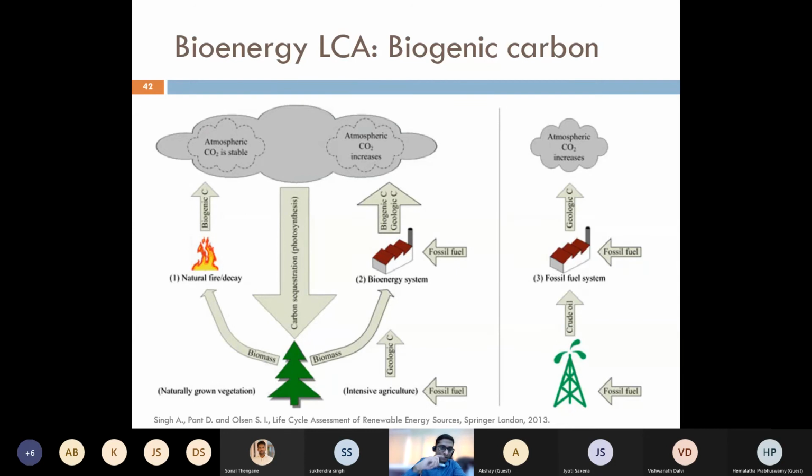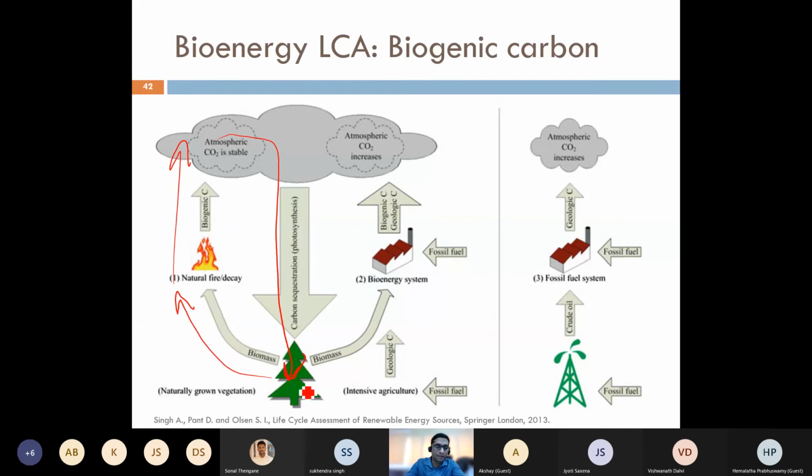Take for an example. This is what a conventional process would be. You have the biomass, there would be natural fire, and the CO2 goes into the atmosphere. And when the biomass grows again in that place, the cycle is completed. So this process is carbon neutral.